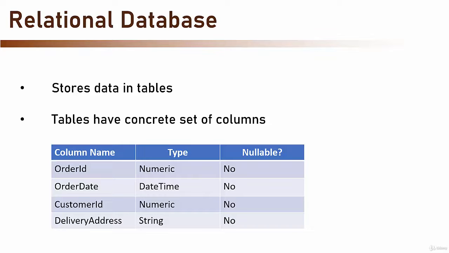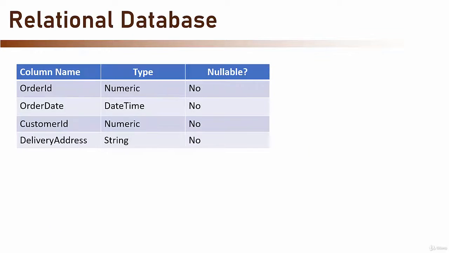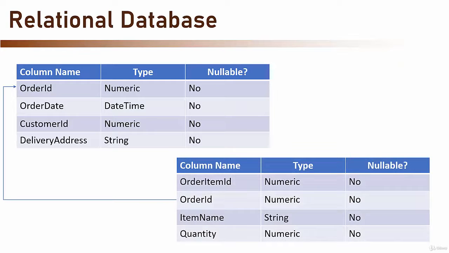In addition, relational databases have the concept of relationships. So, for example, if we have this table storing order details, and we also need a table to hold the items of each order, then we can define such a table and connect the tables through a relationship column, in this case, order ID. The order ID column in the items table points to the order in the orders table to which these items belong. So this is a relationship in a relational database.